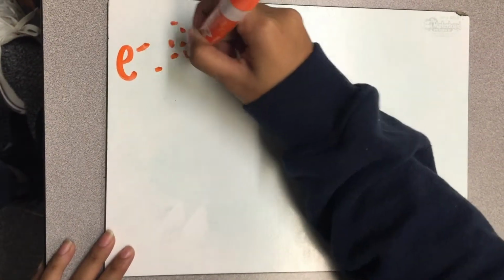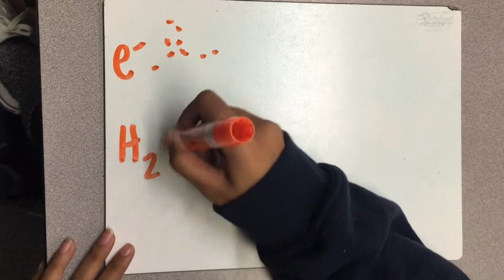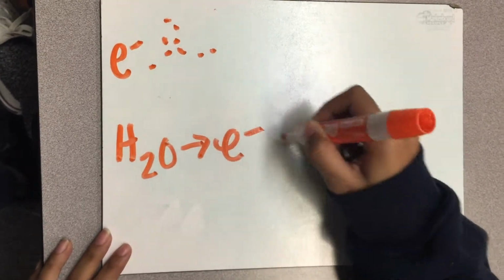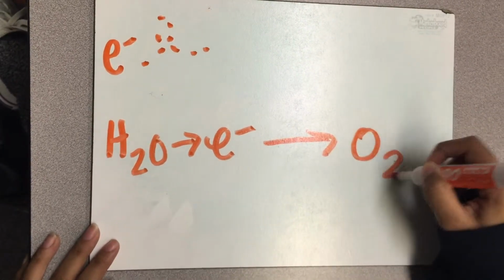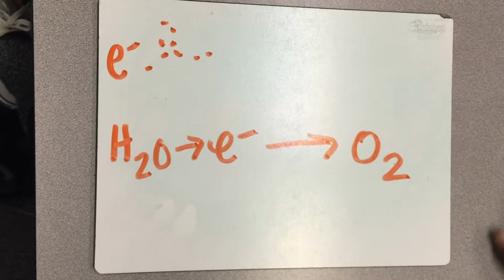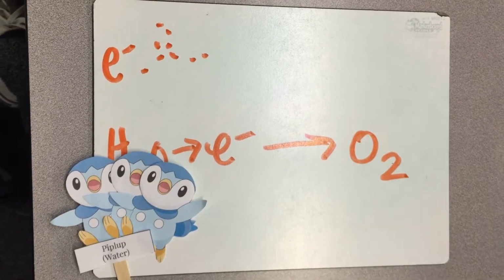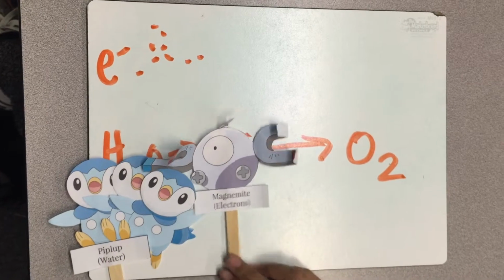Also, when the electron is lost, the H2O, or water, releases one of its electrons to take its place, and in doing so, it yields oxygen. So Piplup releases Magnemite to take the place of the other Magnemite that is taken in by NADP+.